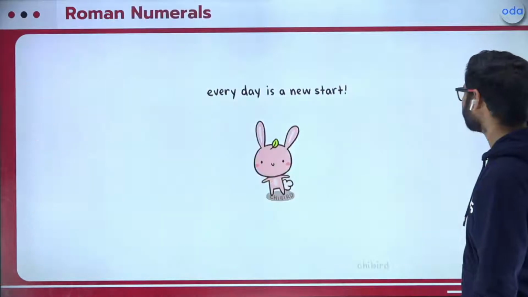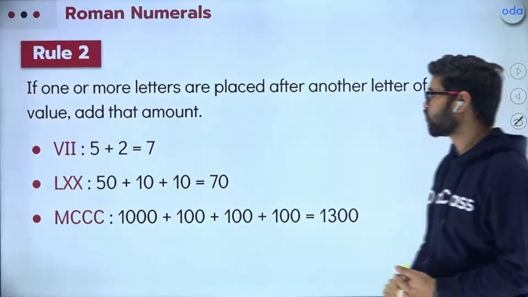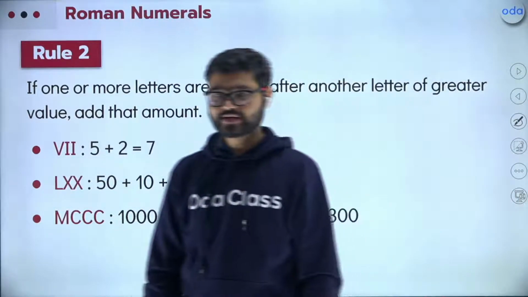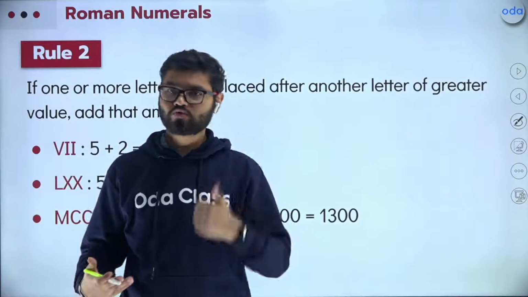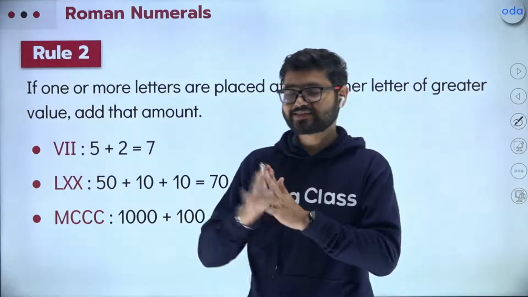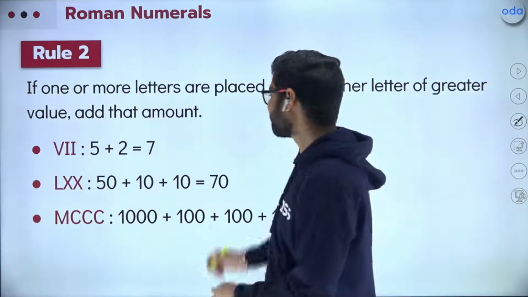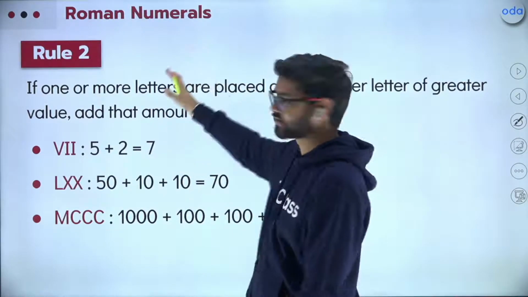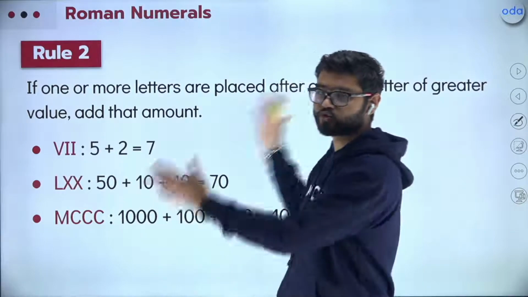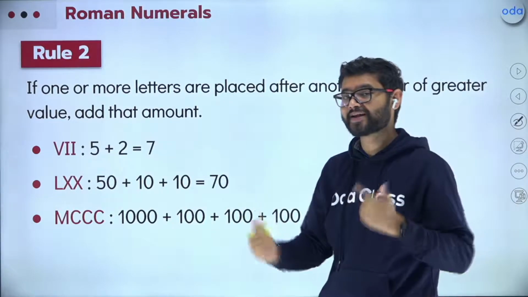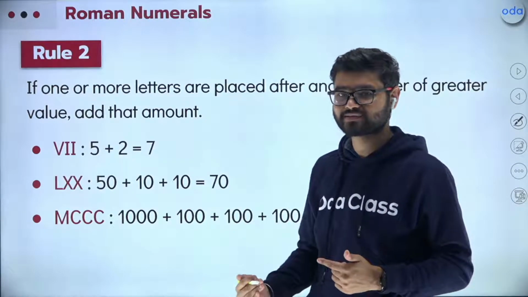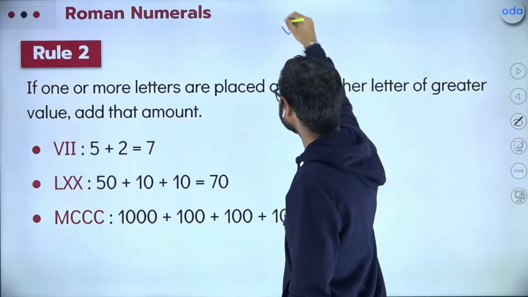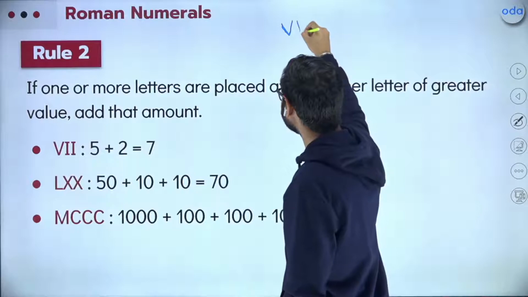Talking about the rule number two. Okay, rule number two: if one or more letters are placed after another letter of greater value, add that amount. So if we have more symbols, not only one, now this is where things are going to be interesting. Whenever we have more than one symbol, and the bigger symbol is on the left and the smaller is on the right, we can do the addition. Once again, I am repeating, whenever we have multiple symbols and the bigger symbol comes on the left hand side and the smaller one comes on the right hand side, we can do the addition.